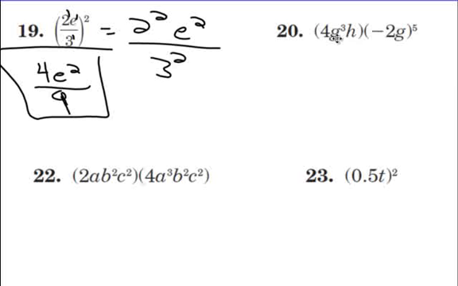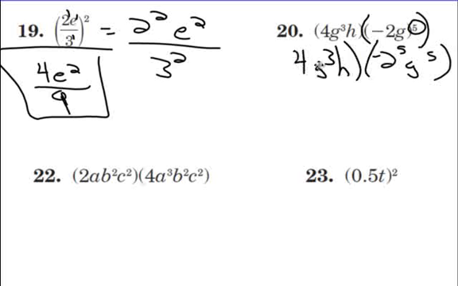So the next thing is I see multiplication of these two, but I also have an exponent, so I do have to take care of this first. So negative 2 to the 5th and g to the 5th. I also need 4 g to the 3rd h. I'm going to bring that first item down. Wouldn't have to do anything else with it.